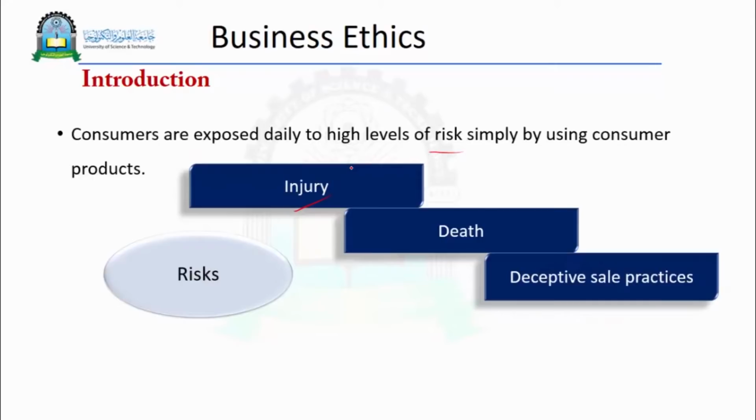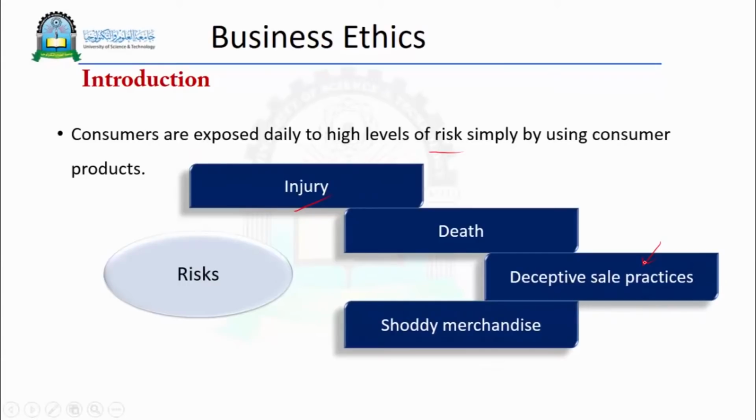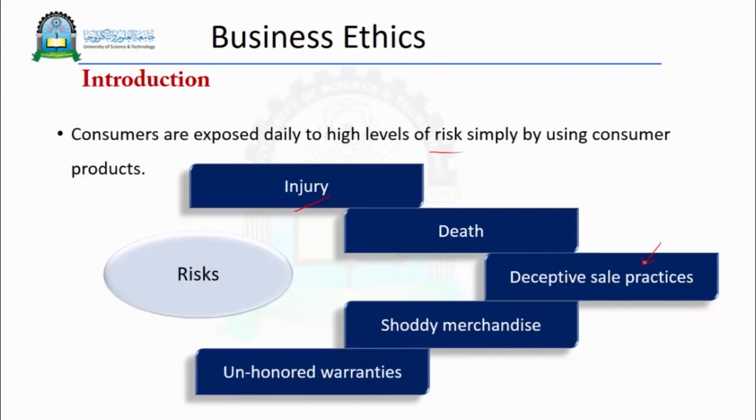Deceptive sales practices are another problem. A promise that is not met by the company is one of these risks, which can cause customers to buy things that cannot actually achieve their needs or wants. Besides, there is shoddy merchandise that is not safe, not of high quality, or does not meet the promise made by manufacturers. Finally, unhonored warranties. These warranties cannot be met, cannot be achieved, although they are part of the promotion of these products.